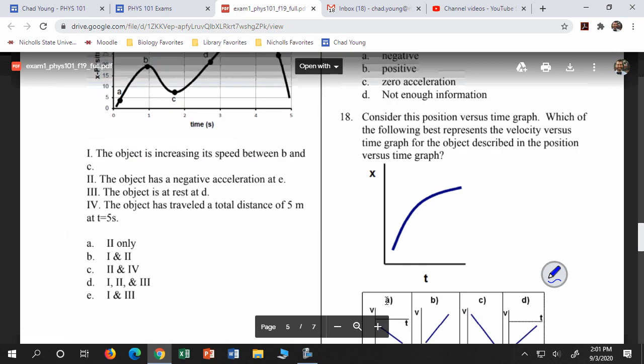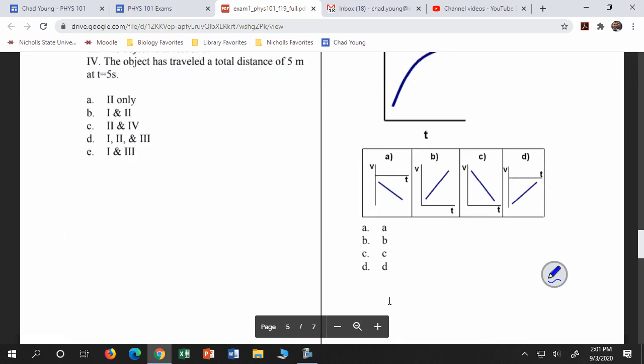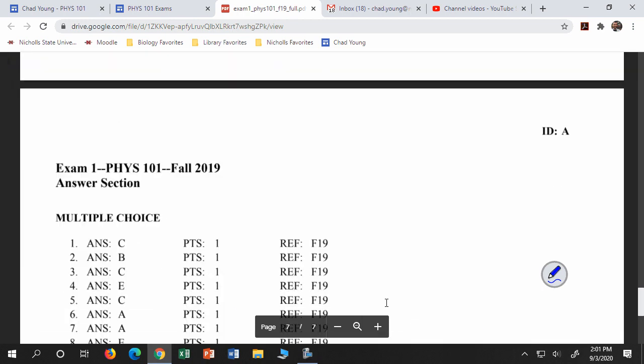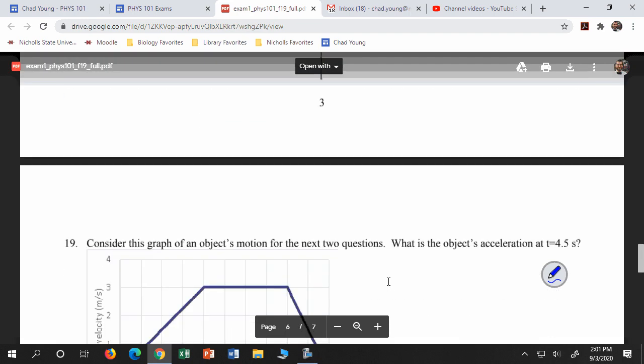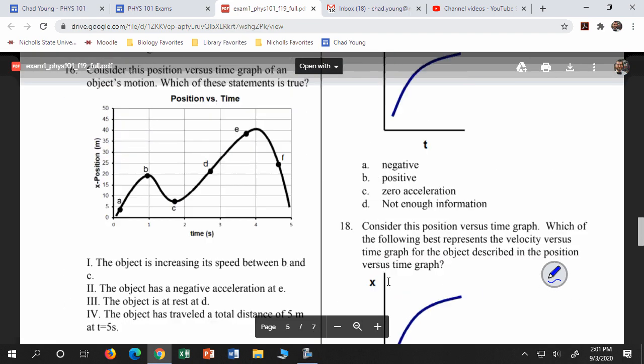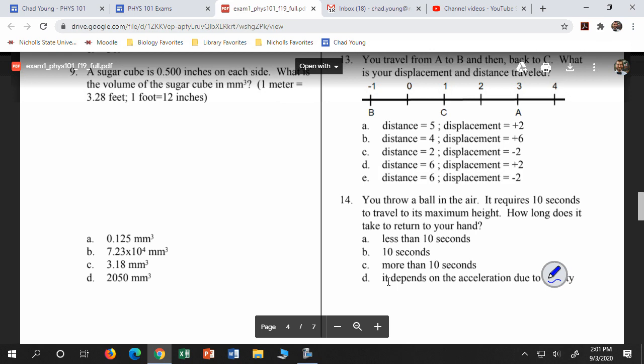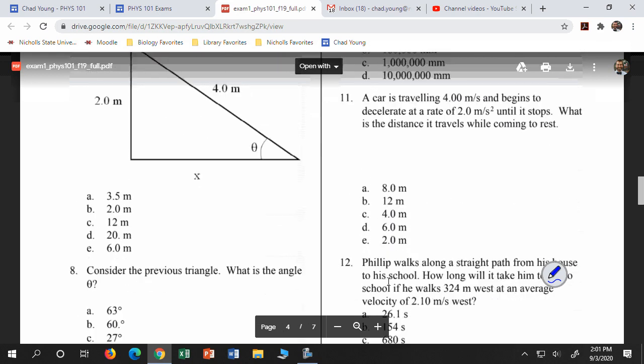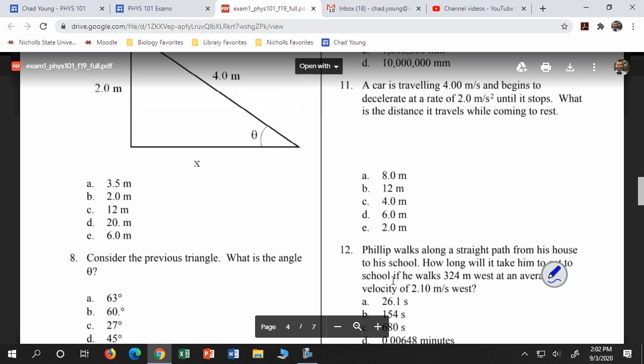So which of those classes you want to look at first? The calculations or the graphing? The calculations. Okay, that's what I thought. All right, so this is fall 19. Let's look at number 11 here.